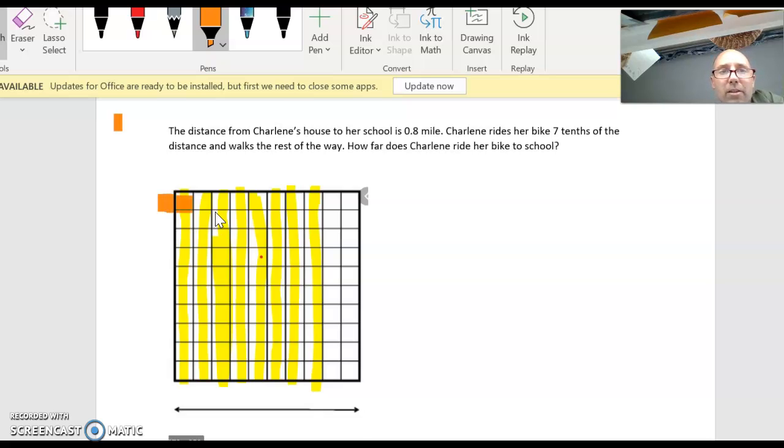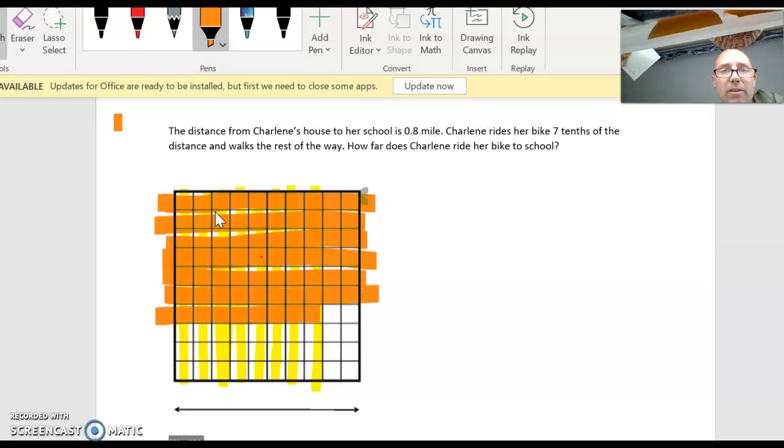7/10ths, 1/10, 2/10ths, 3/10ths, 4/10ths, 5/10ths, 6/10ths, 7/10ths. We're going to look for what the overlap is here. And I know that this didn't blend in real well, but the overlap is right here. You can see it. We'll outline it.